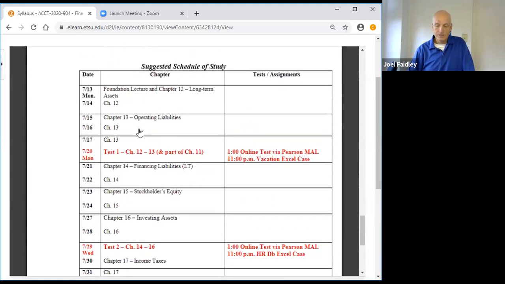And then here's the suggested schedule of study. This is what I put together for you to follow to make sure you're prepared on the date of the test, what you should do each of those days.